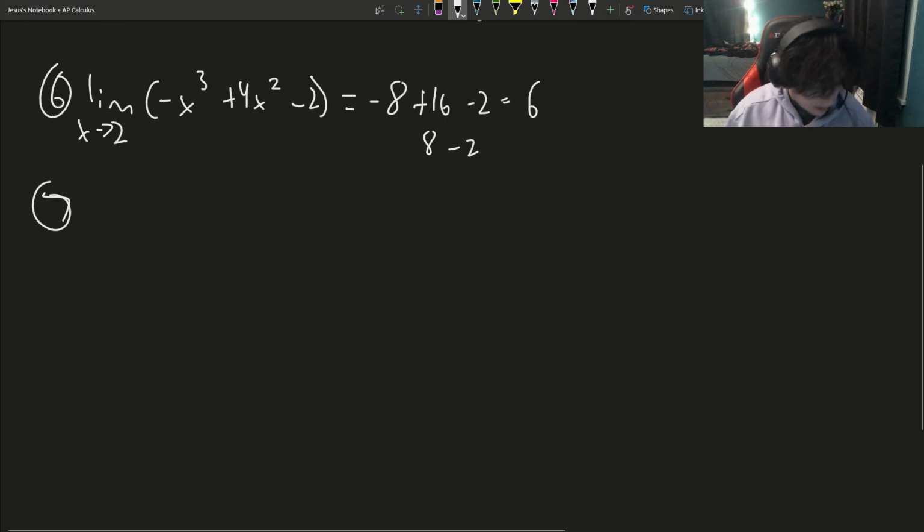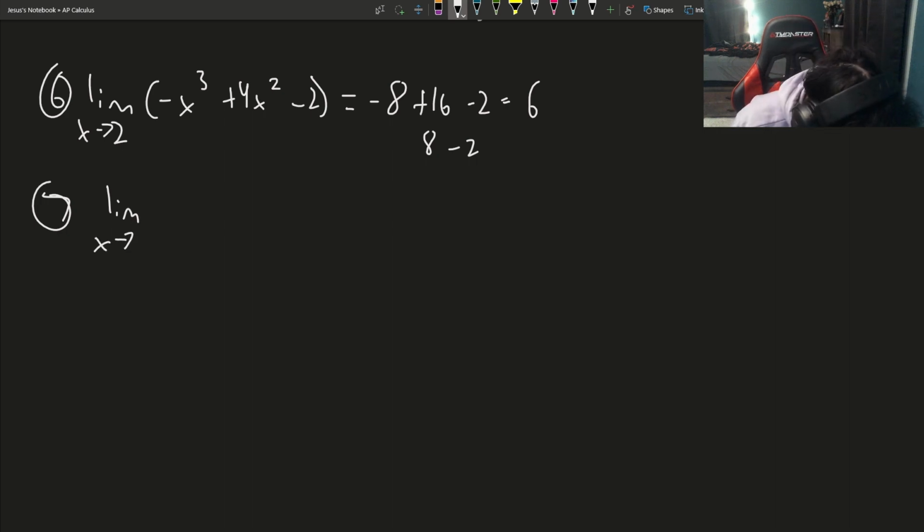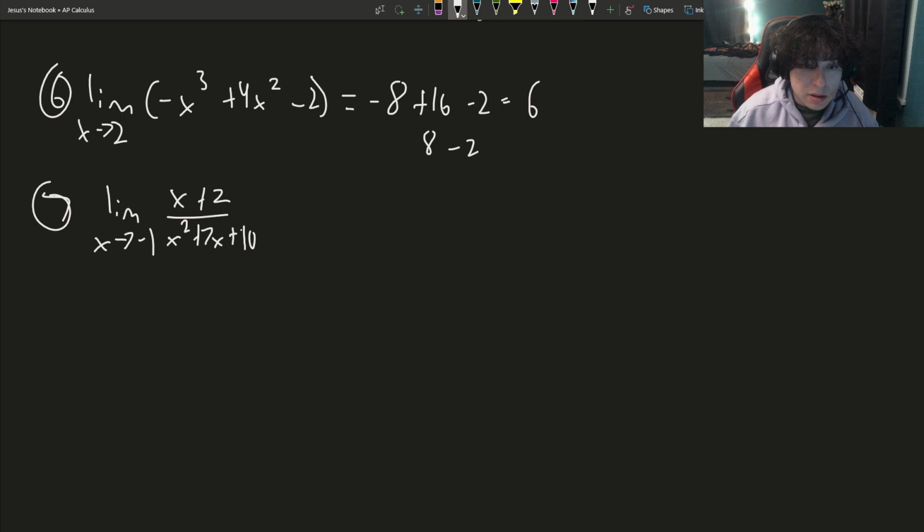Number 7. For the harder ones, I might go a bit slower, but for the most part, I'm just going to try to go fast. Let me just go back there. Put the limit as x approaches -1 of x plus 2 over x squared plus 7x plus 10. So immediately there's x plus 2 on the top, and we plug in -1 on the bottom. You can plug it in, but it's just a good habit to be able to manipulate algebra.